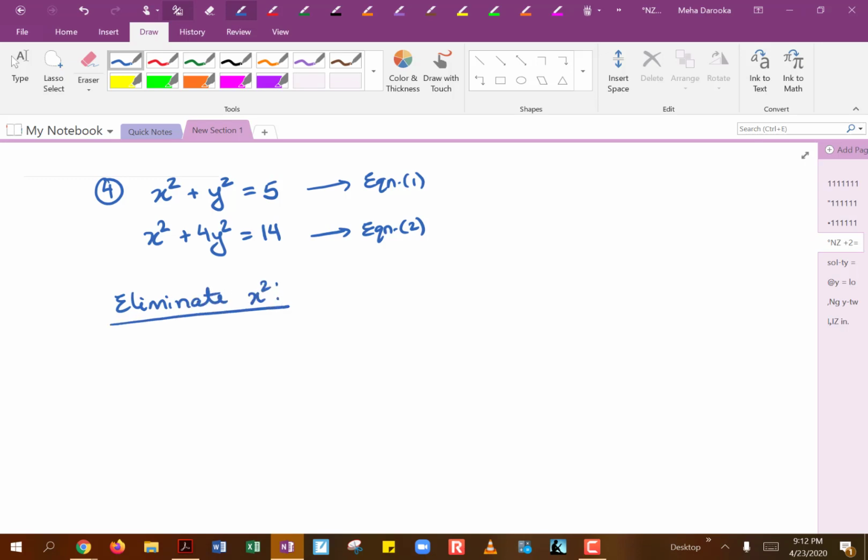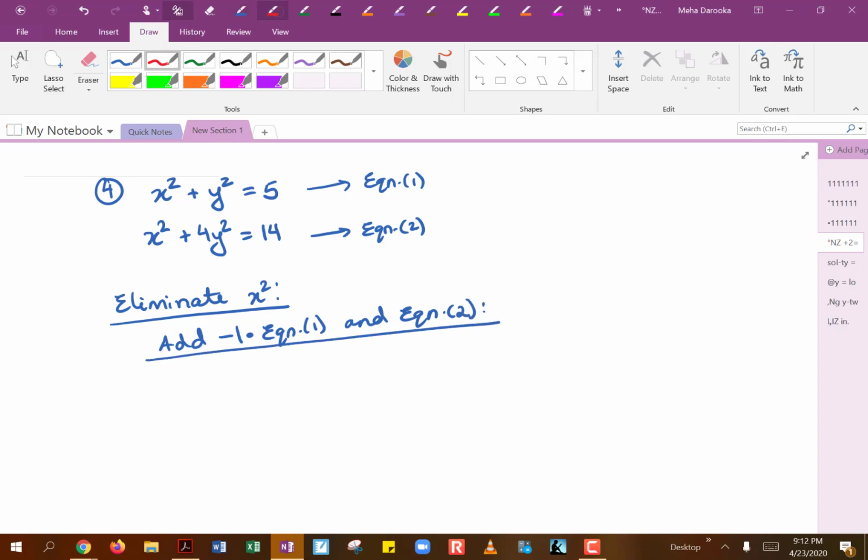So to eliminate x squared, we are going to add, let's see, how about we do negative 1 times equation 1, so multiply that by negative 1, so that will have a negative x squared, and then add that to equation 2.